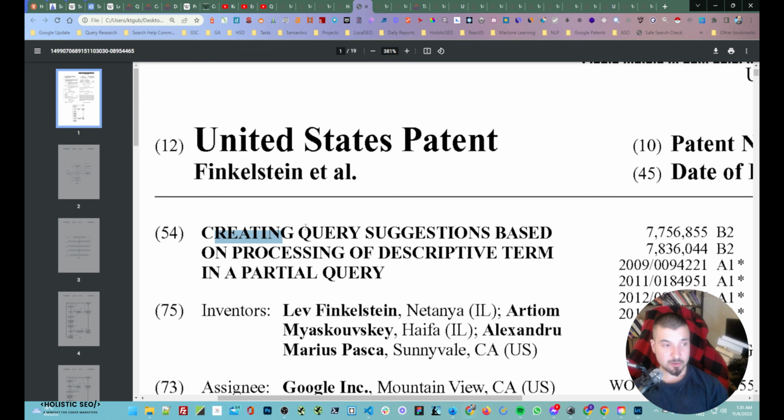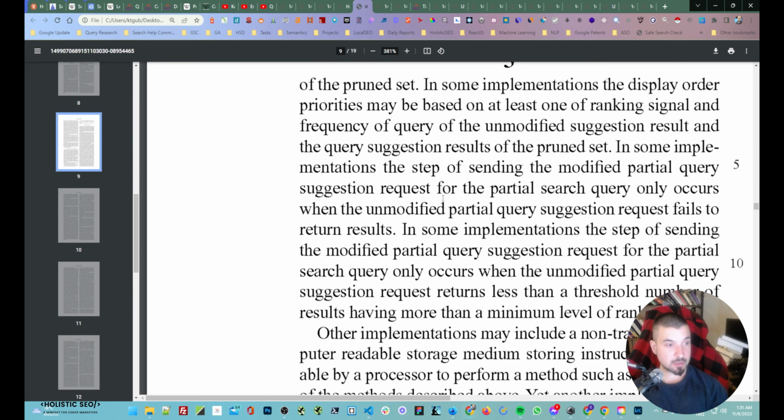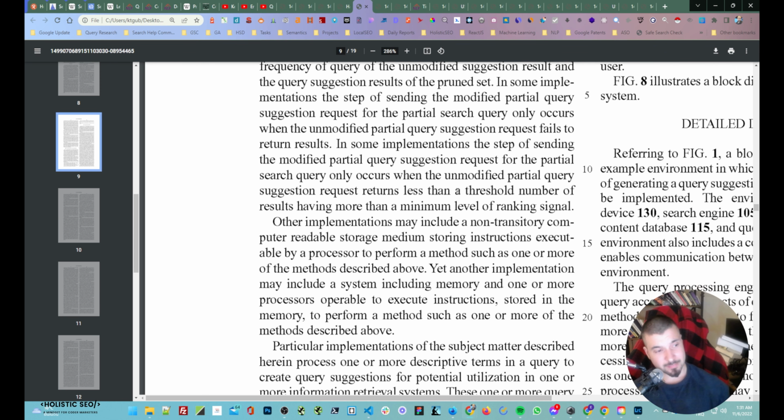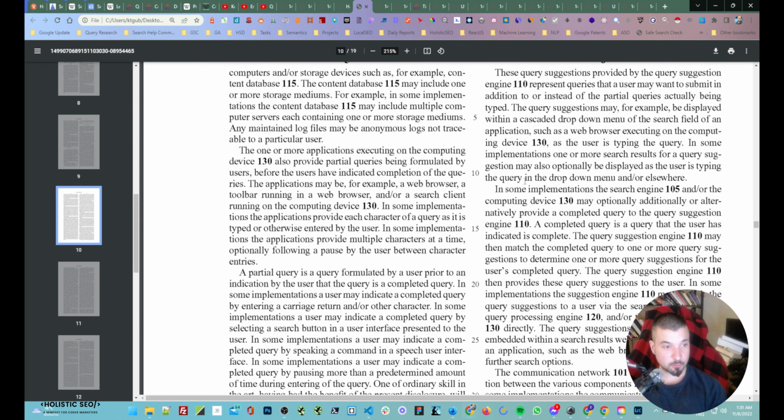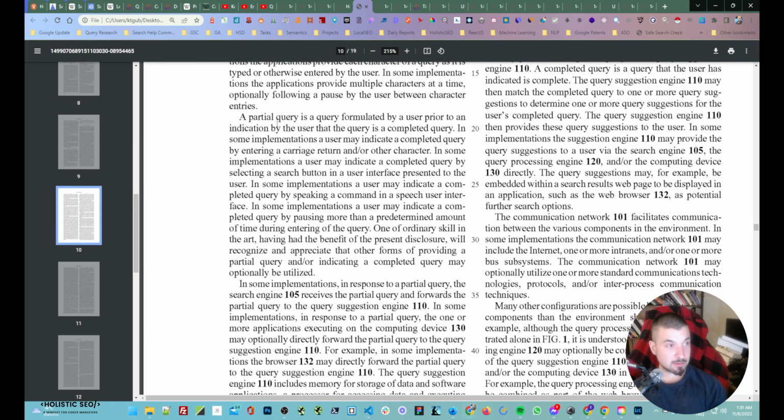In this case, creating query suggestions based on processing of the descriptive term in the partial query. If you check the lexical relations or semantics in this area, you will get many different explanations or examples to understand how search engines can use semantic similarity or relevance from a processing point of view or from an index constructing point of view as well. And this is the definition of the partial query. A partial query is a query formulated by a user prior to an indication by the user that the query is completed. In some implementations, a user may indicate a completed query by entering a carriage return or character.